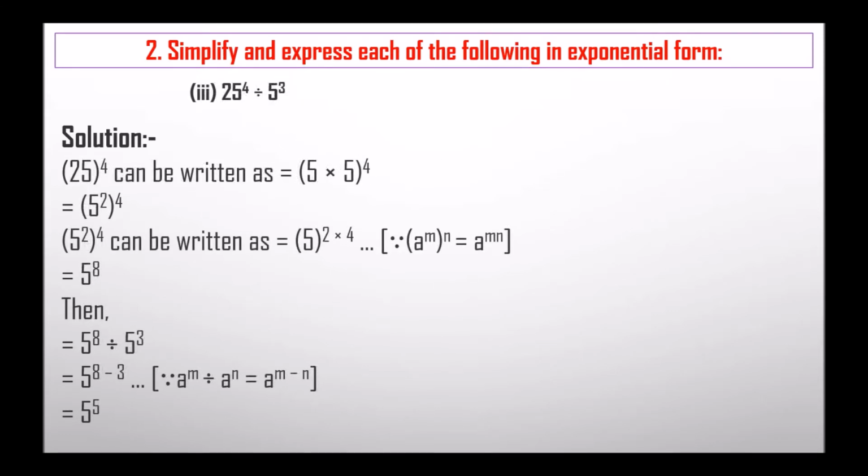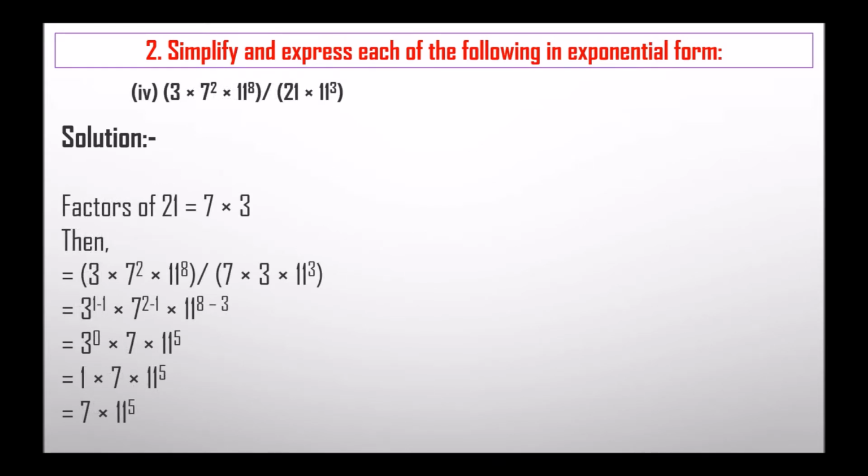25 raised to 4 divided by 5 raised to 3. So 25 raised to 4 can be written as (5 into 5) raised to 4, or we can write (5 square) raised to 4. So it can be written as 5 raised to 8. So 5 raised to 8 divided by 5 raised to 3. So 5 raised to 8 minus 3, that is 5 raised to 5.